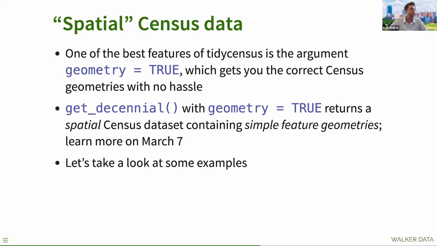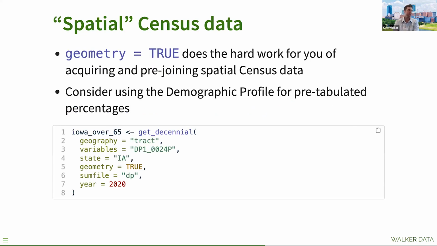So what geometry equals true does is it fetches the data from the census website, the demographics, but then it also fetches the corresponding census shapefile from the Census Bureau website. It loads both data sets in, pre-joins the data, and gives you back a spatial data set. We'll talk more about this on March 7th, but let's take a look at some examples here.